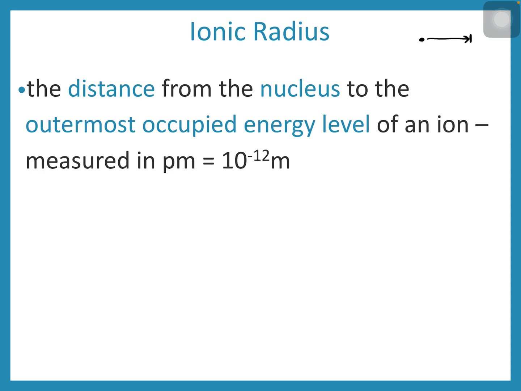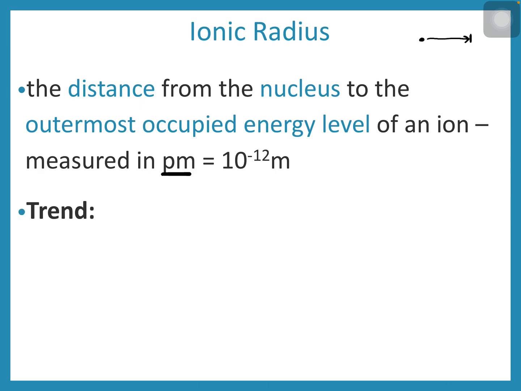And I don't think I covered this in atomic radius. PM, or picometers, is what we measure that distance in for atomic and ionic radius, and that is just 10 to the negative 12 meters, or if you take 1 meter and divide it by 10, 12 times. So that's what 1 picometer is.